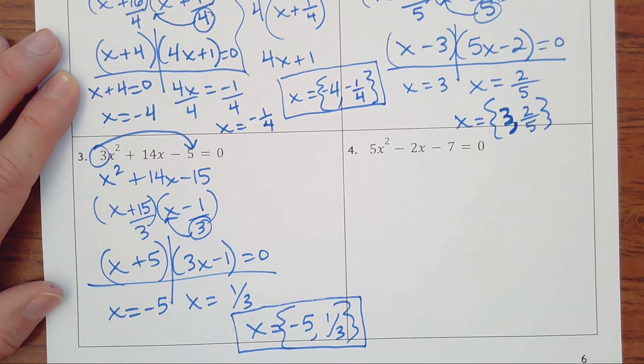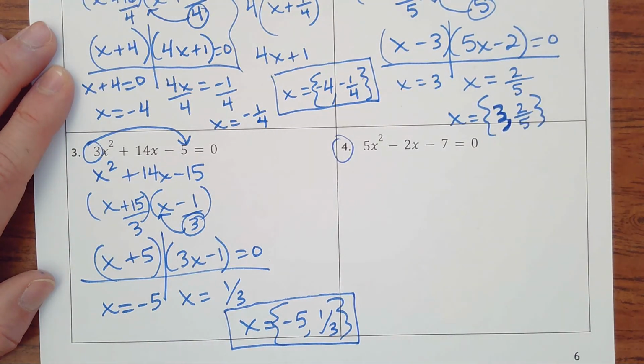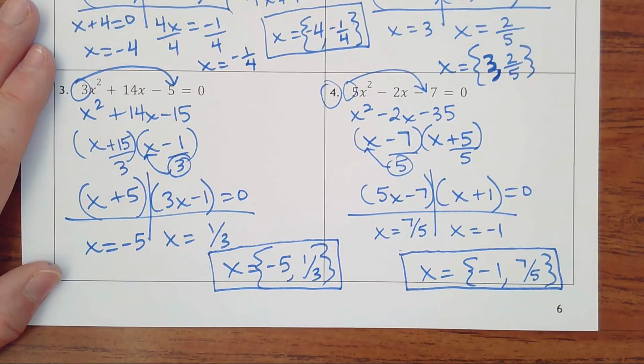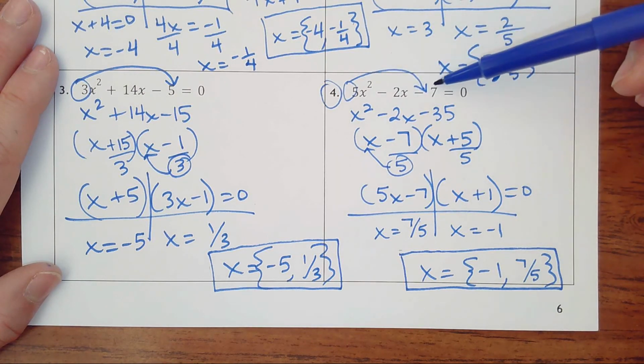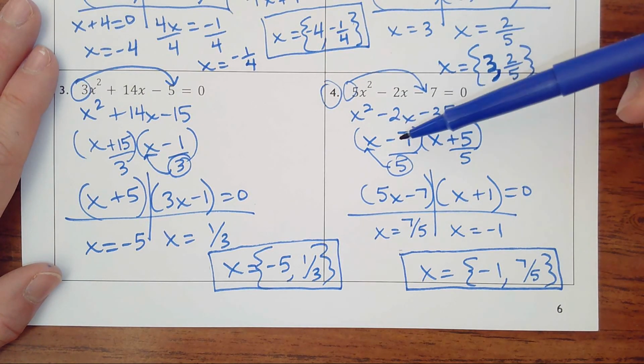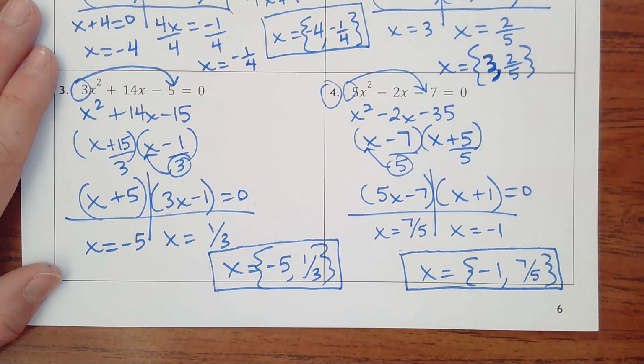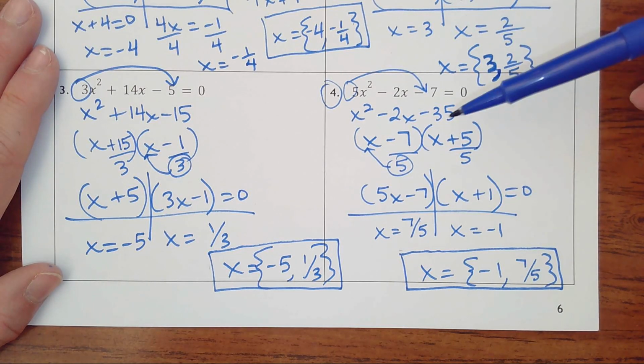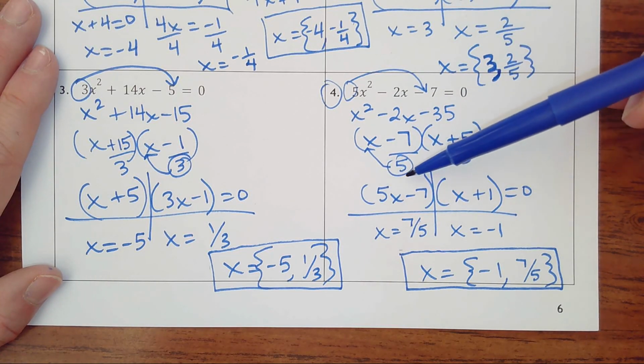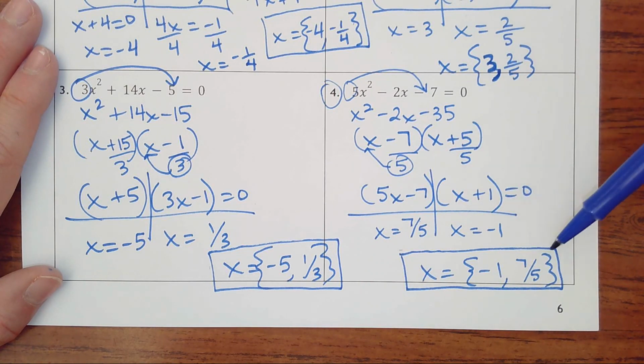Okay, and I want you to pause and try number 4. Okay, check and see how you did. Slide the 5 to the negative 7, that's negative 35. That should be negative 7 and positive 5, but make sure you go back and divide by 5. So that makes a factor of 5x minus 7 and an x plus 1. So your answers are positive 7/5 and negative 1.